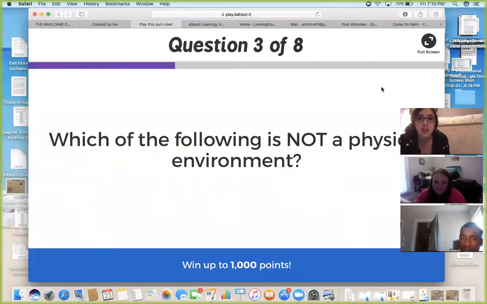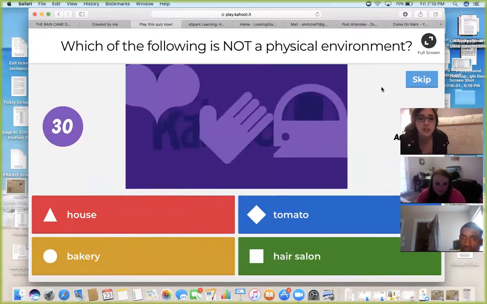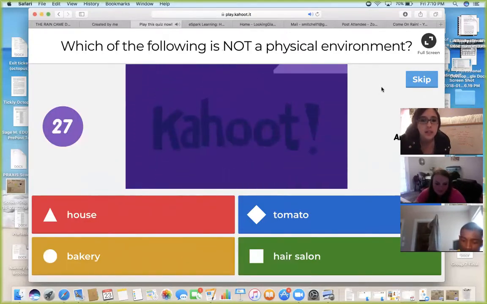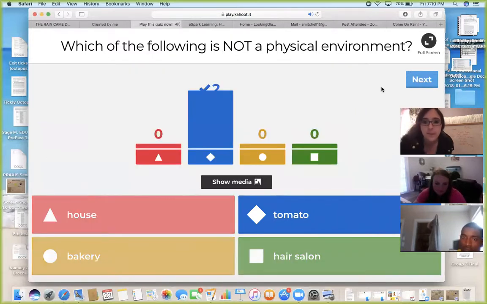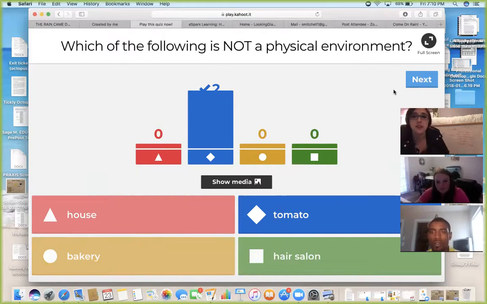Which of the following is not a physical environment? So we're looking for something that is not a physical environment. House, bakery, tomato, or hair salon? Why would a tomato not be a physical environment? Does anyone have an idea? I'm thinking because it can be grown. Yep, because it's food and it can grow. That's one of our natural resources. Good job.